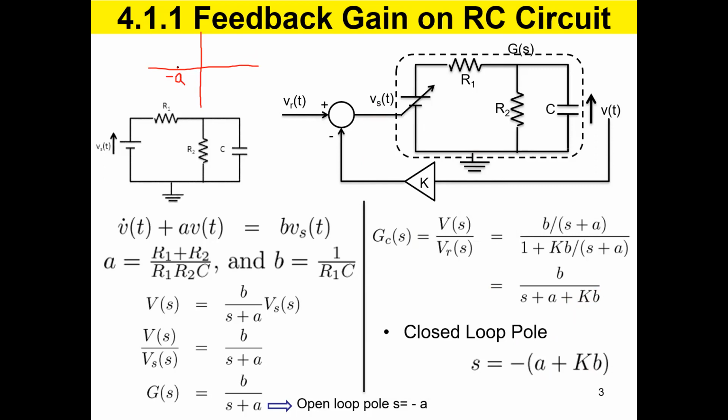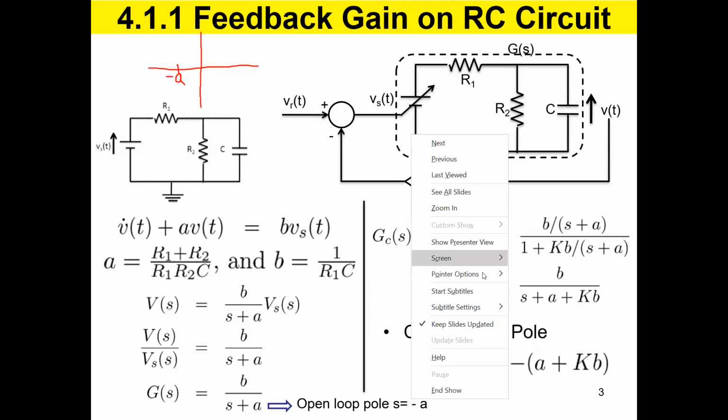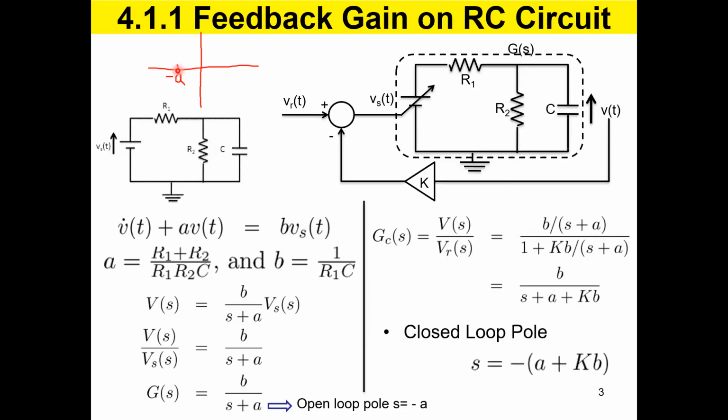It was like minus A earlier, right? For the open loop plant, this one. But now it is S equals minus A plus KB. So now you can have a range of positions for the pole. It doesn't have to be here. You can move it this way or that way.